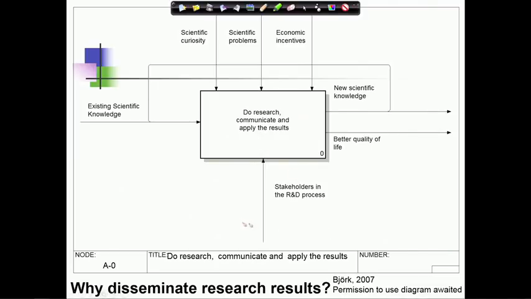So why should you disseminate your research results? Dr. Björk says that when you do your research, there is an existing scientific knowledge base. There is scientific curiosity. There are scientific problems to be solved. There could be economic incentives. So, you do your research and communicate and apply these results. There could be stakeholders in the research and development process. People could be giving you money to conduct research and share some results with you.